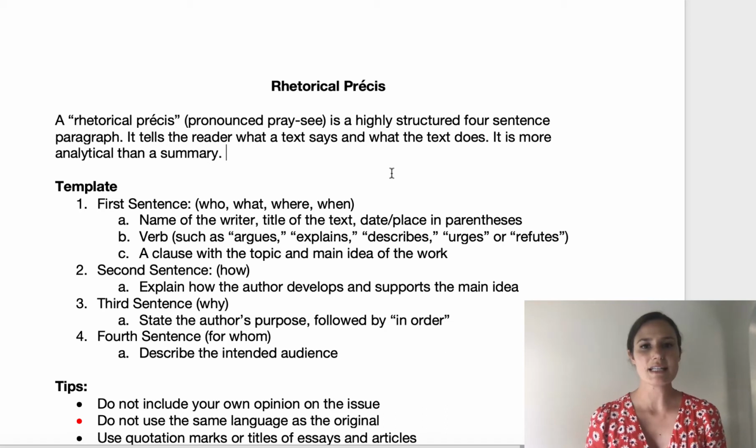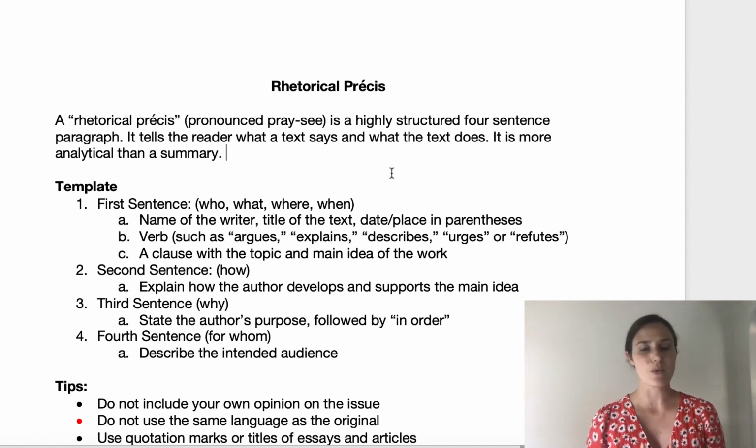In your first sentence, you're focusing on the who, what, where, and the when. So the first step is to name the writer or the rhetorician or the painter. In this class, most of the time, it's going to be a writer. The title of the text, remember short works like articles or short stories go in quotation marks. Long works like novels or plays go in italics. The date it was written in and the place.